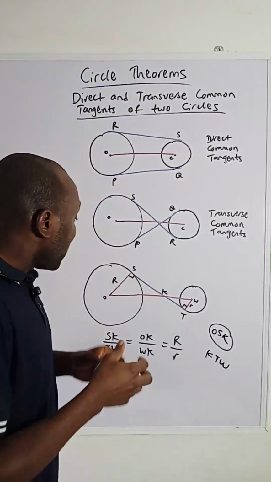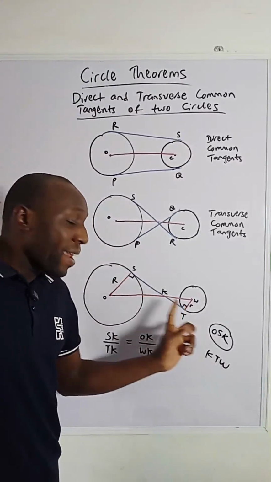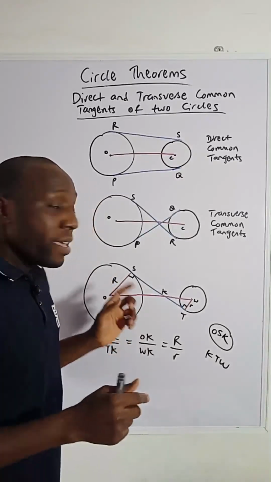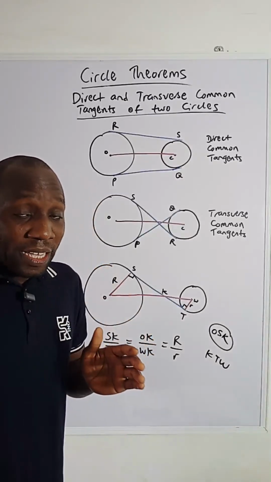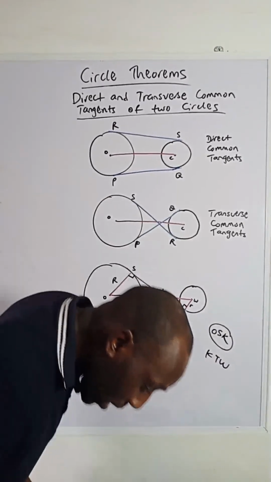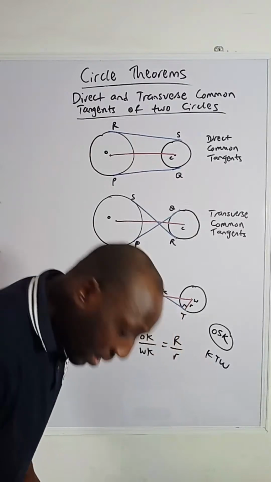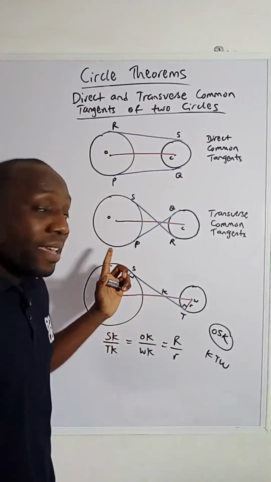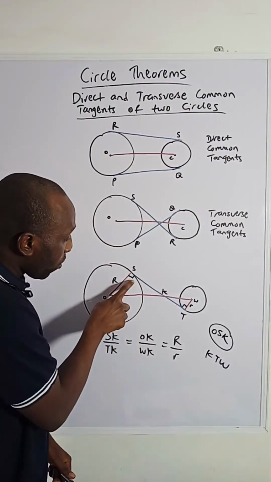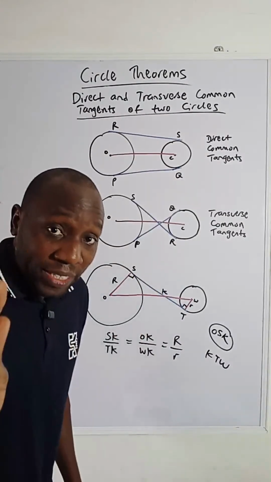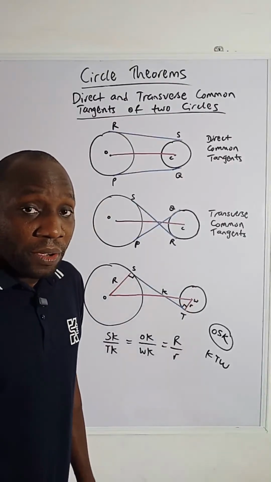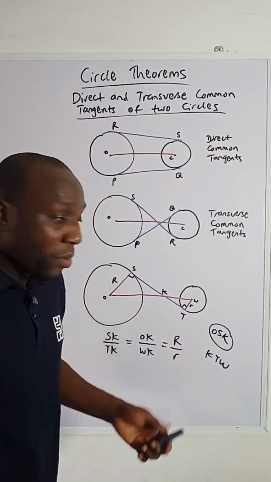Now, they will not even put this angle 90 here and angle 90 here. You should know that the angle between a radius and a tangent is 90 degrees. I read it in class 10. The angle between a radius and a tangent is 90 degrees. So that's why this triangle OSK is a right angle triangle. Triangle KTW is also a right angle triangle. So we have two right angle triangles.